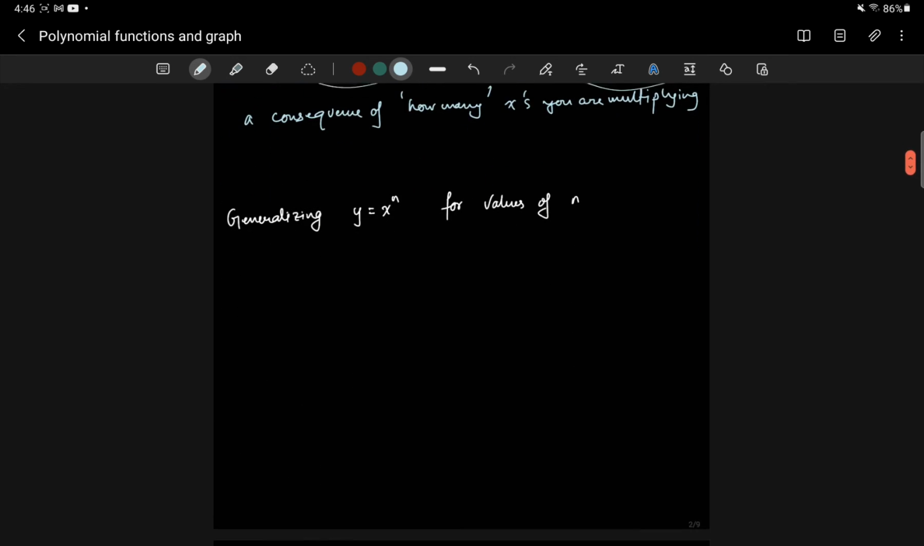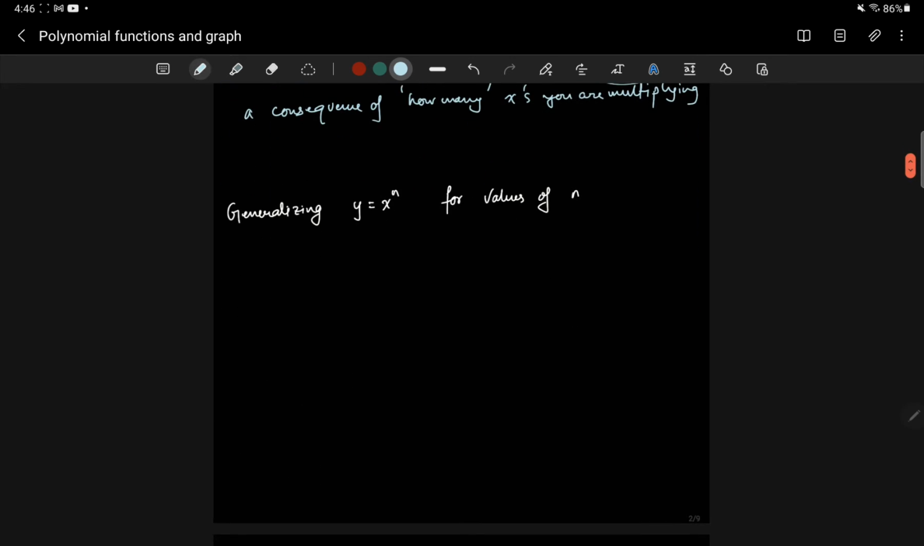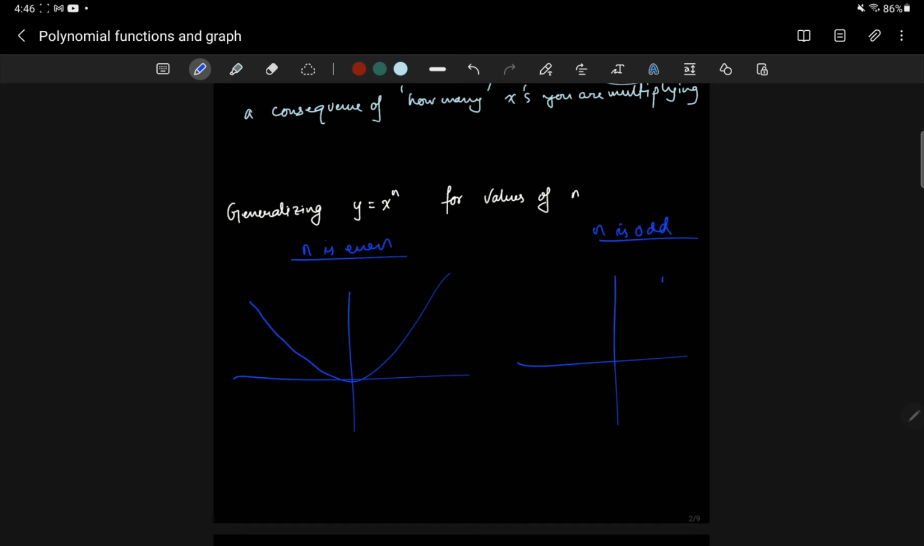Which means that we can generalize the shape of these graphs for different values of n. So if n is even, the shape is going to look like that. If n is odd, then the shape is going to look like that. Of course, there is the possibility of this, and in the same way, there is a possibility of this.